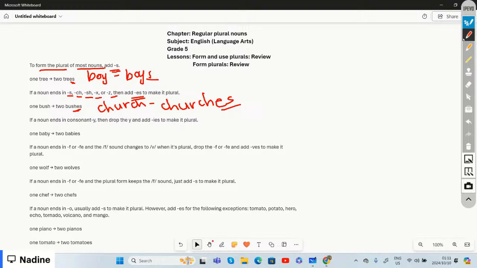Then the next one says, if the noun ends in the consonant Y, then we need to drop the Y and we add IES to make it plural. For example, one baby, two or more babies. We dropped the Y, we added the IES. Yes, we did this on Monday, so now we are just finishing off. Because we did the two lessons first and now we're doing the other two lessons.